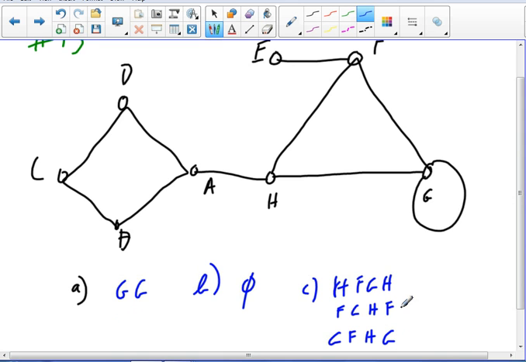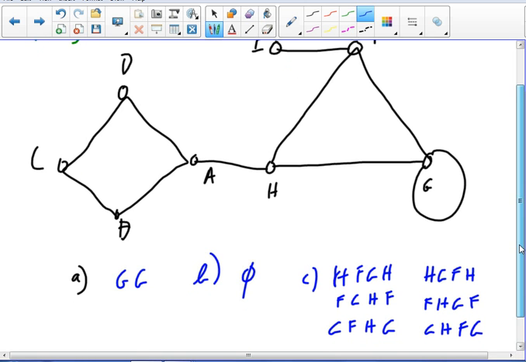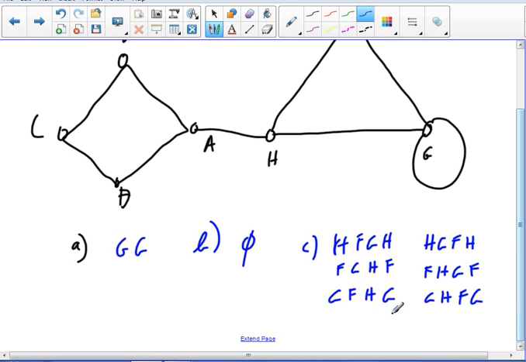And I could go the other way, right? So I could go H, G, F. So I could have H, G, F, H, and F, H, G, F. And I could have G, H, F, G. There's 4 of them. How about these guys? Anybody over here? No one over there. And if I start at E, I'm hosed. I'm not going anywhere.